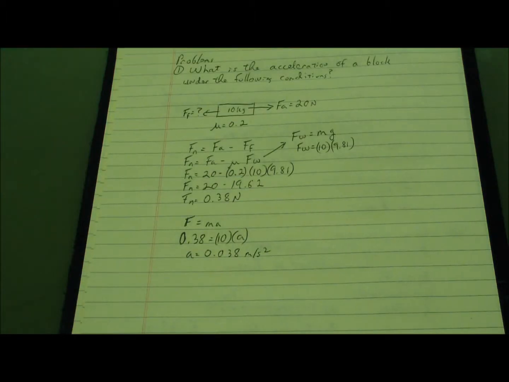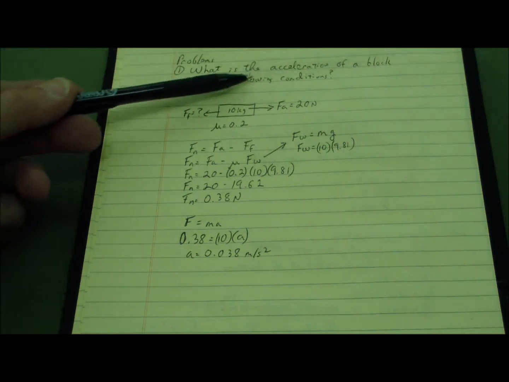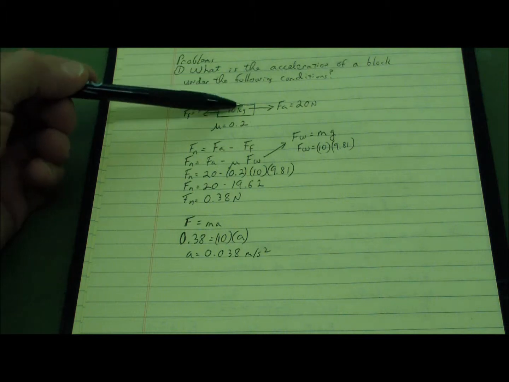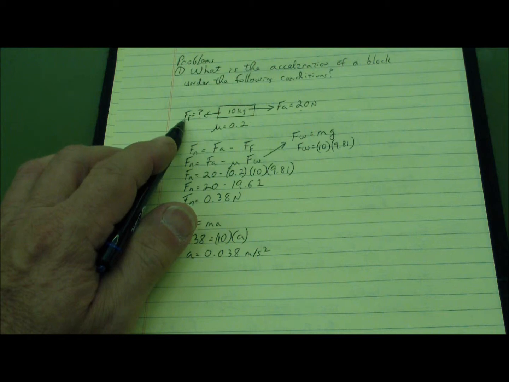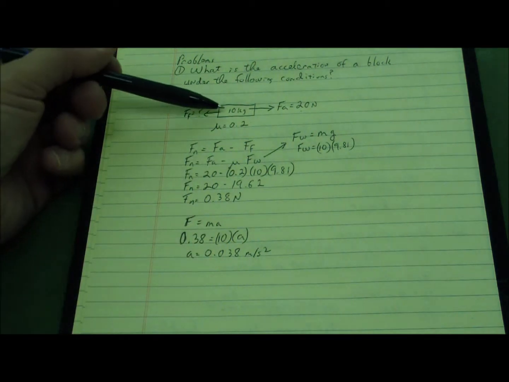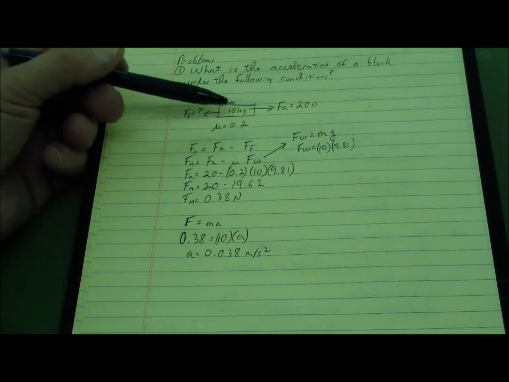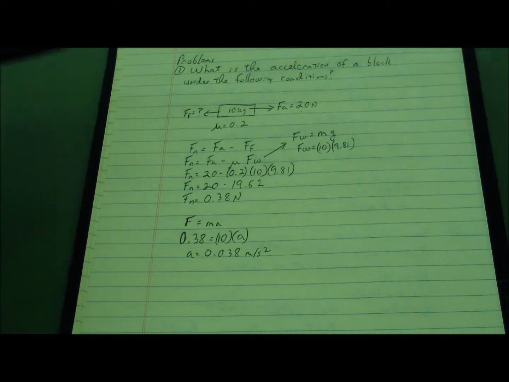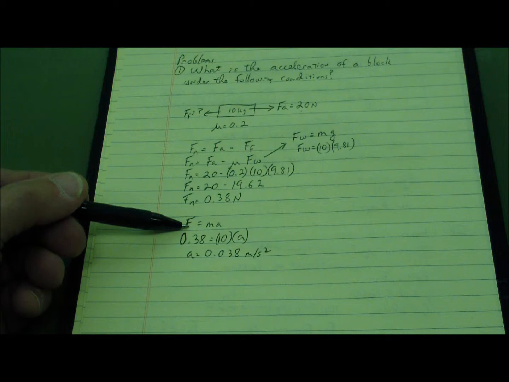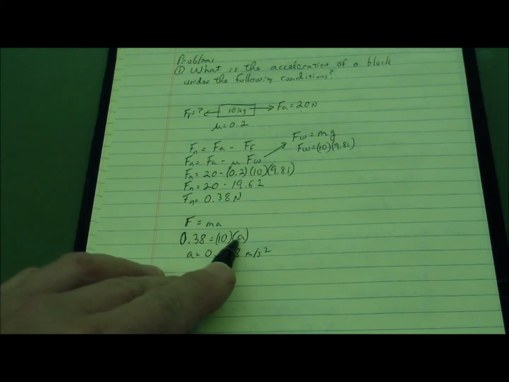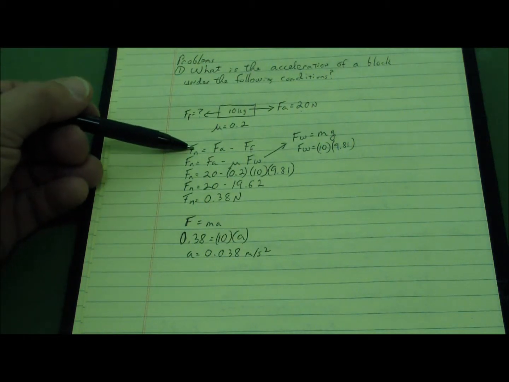Let's take a look at a problem using most of what we've talked about. What is the acceleration of a block under the following conditions? I have a block. I'm applying a force in this direction of 20 newtons, but there's a frictional force that is in the opposite direction. This thing weighs 10 kilograms. We have a coefficient of friction of 0.2. Okay, so what we want to know is the net force. We're going to find the net force so we can plug it into here, and we'll know the mass, and then we can find the acceleration, which is what we're asking up here. But first we've got to find the net force.